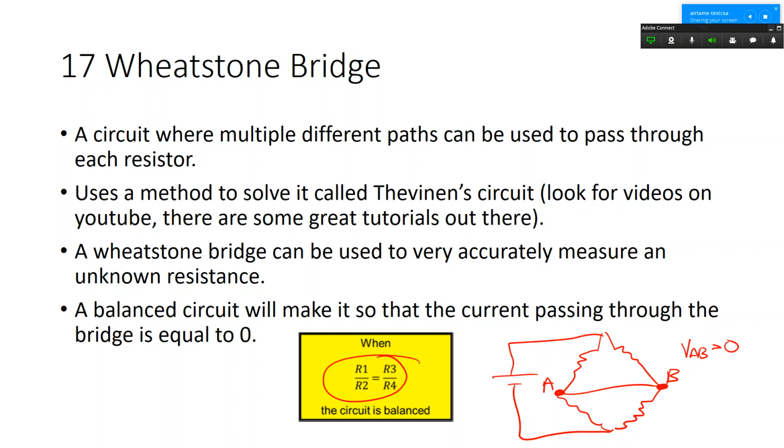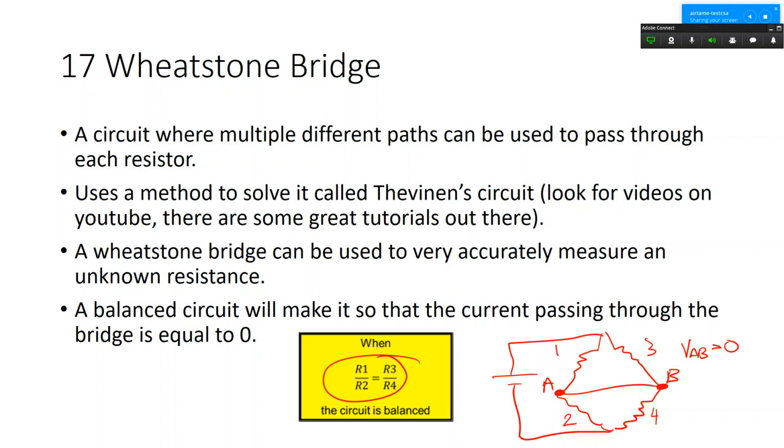And the reason for that is because the voltage across A and B are exactly equal, and there is no drive, there's no force pushing charges through that wire, okay? And when that's true, you can apply this relationship here. If this was R1, this is R2, this is R3, and this is R4, all right? That's when it's called to be a balanced circuit.